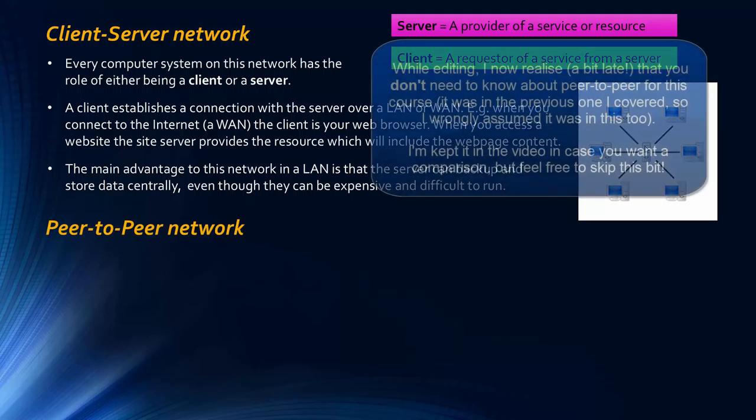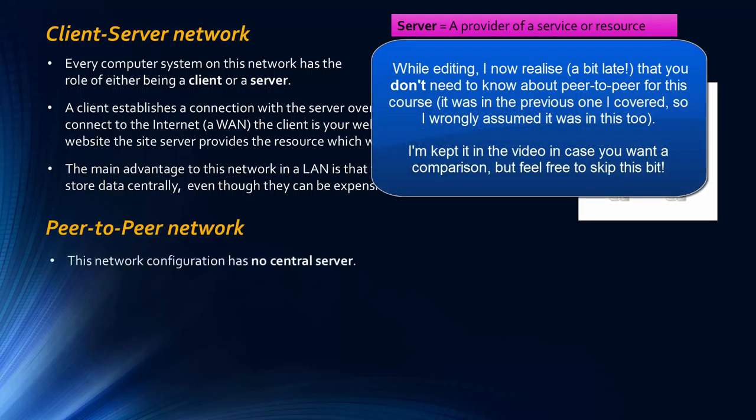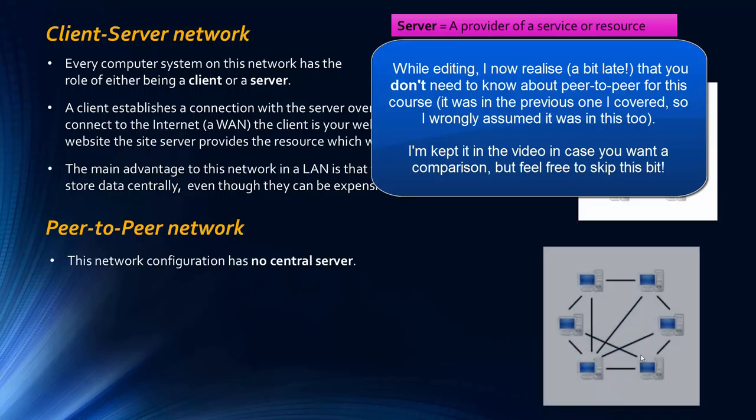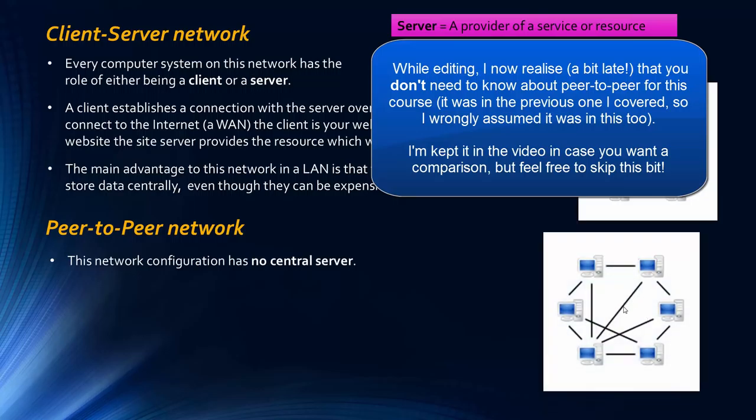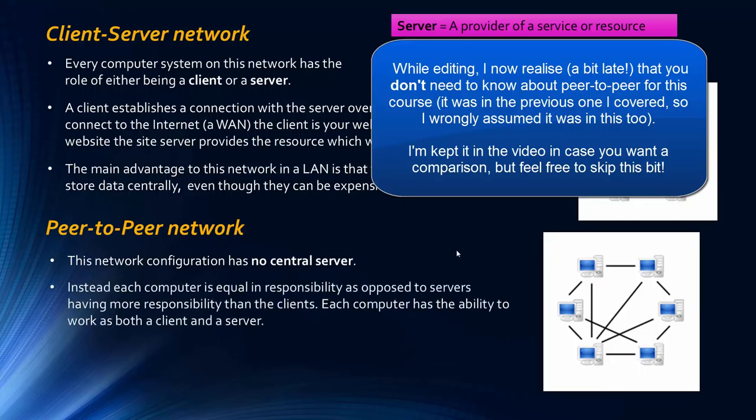The second network model is peer-to-peer, and this has no central server, so it looks a bit more like our mesh topology, although we're talking about the behaviour of a network in this classification. In this, each computer is equal in responsibility, as opposed to the client-server network, where servers have more responsibility than the clients. Here, each computer has the ability to work as both a client and a server.